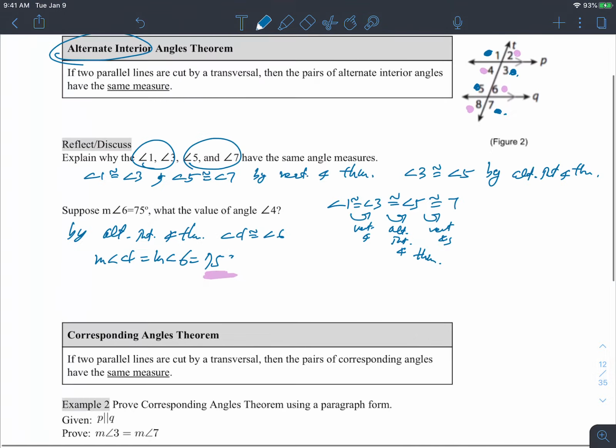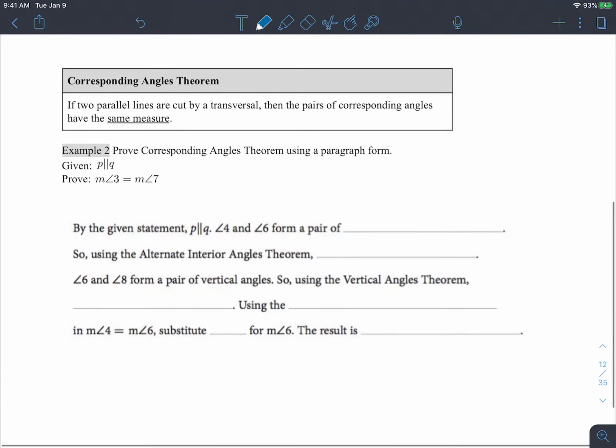Okay, guys? All right, guys. Last bit. I promise, this is the last theorem. So we're trying to prove the corresponding angle theorem. If two parallel lines are cut by a transversal, then the pair of the corresponding angles have the same measure.